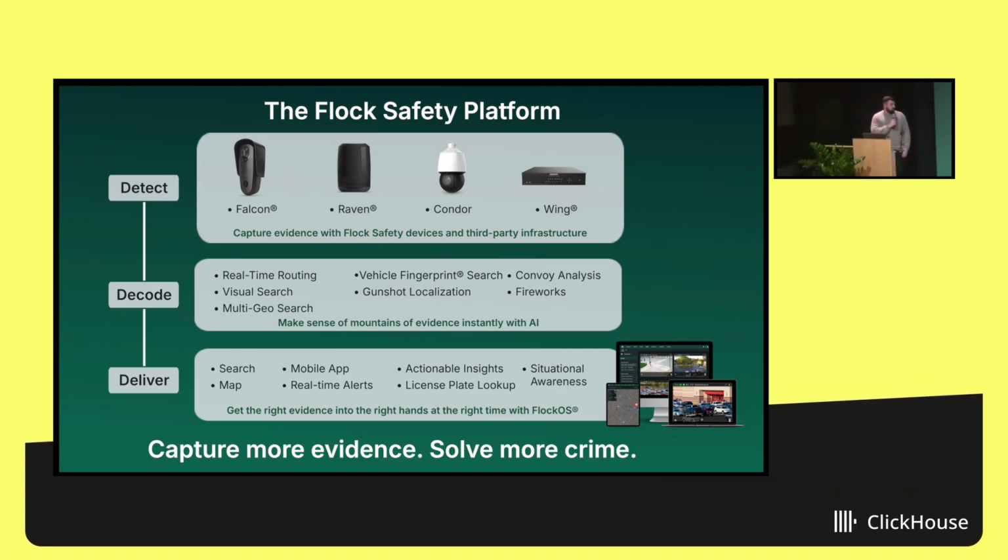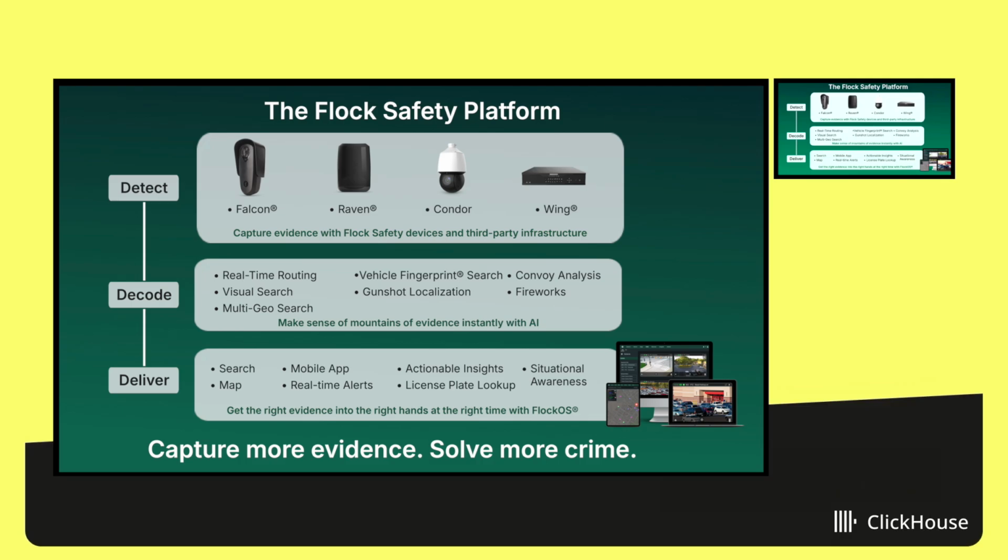So, what does FlockSafety do? We have this three-tiered approach, and it's just a catchy term. Detect, decode, and deliver. So, detect, we have a suite of evidence capture devices in the field. Falcon does automated license plate reading, captures images. Raven captures audio and classifies audio sounds as gunshots, tire screeching, glass breaking. We have Condor, which is a live video product, and then we have Wing, which is a compute framework that can power many of these devices.